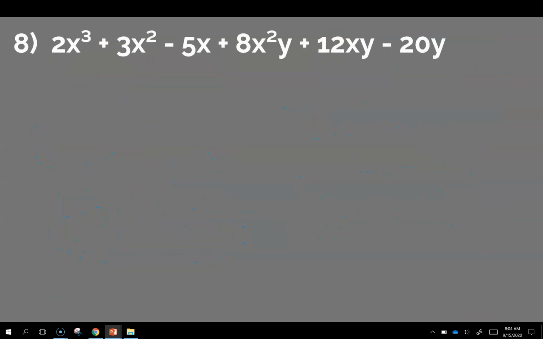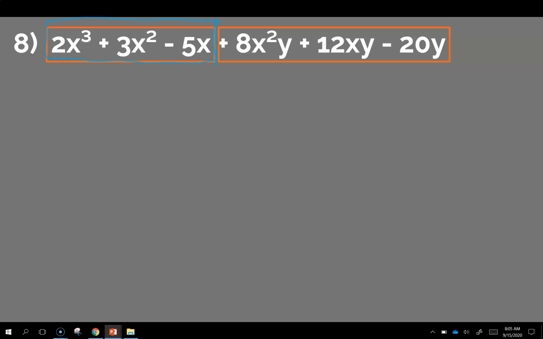All right, 2x cubed plus 3x squared minus 5x plus 8x squared y plus 12xy minus 20y. Whew, that is a lot, okay? So let's try to put together what we can. I do see it's 6 pieces, so I might just cut this in half, right down the middle. Looking at my first half, this blue box right here, 2x cubed plus 3x squared minus 5x.